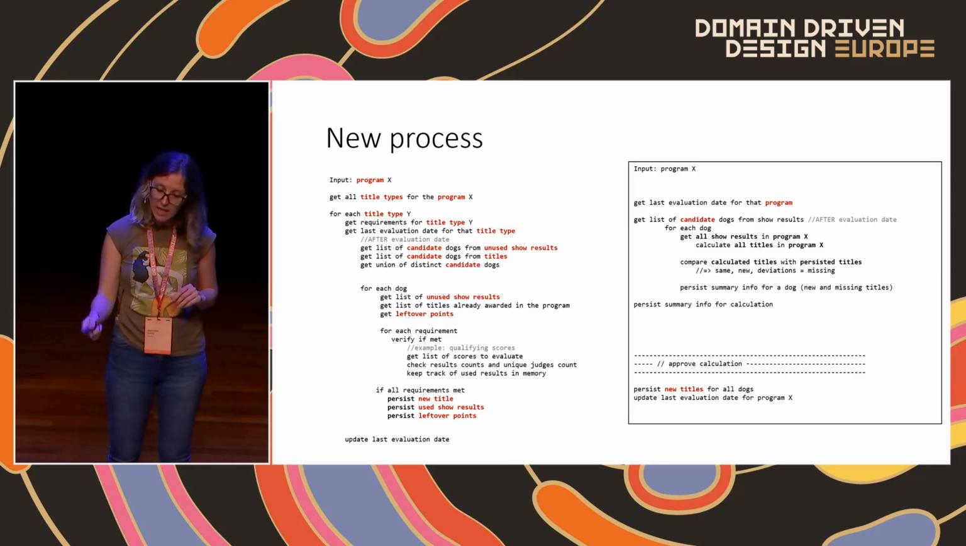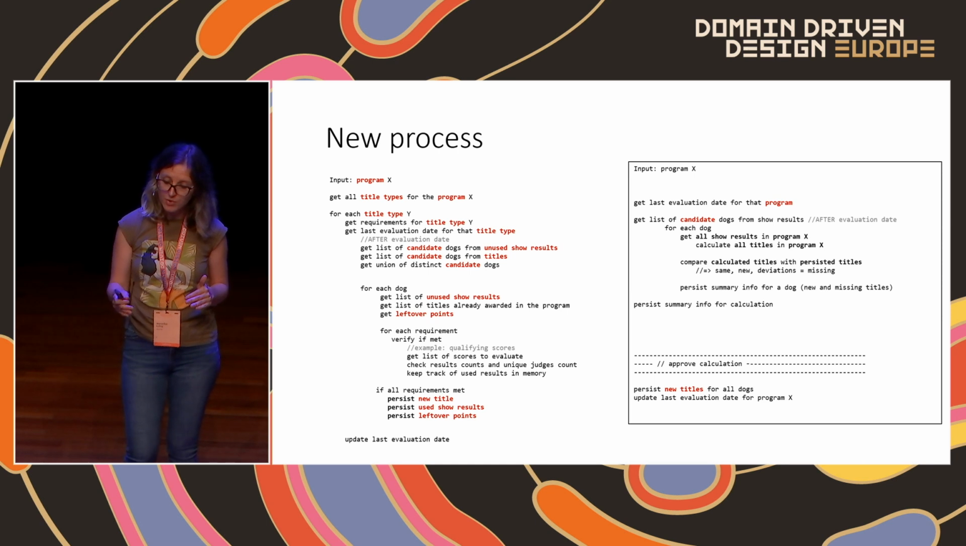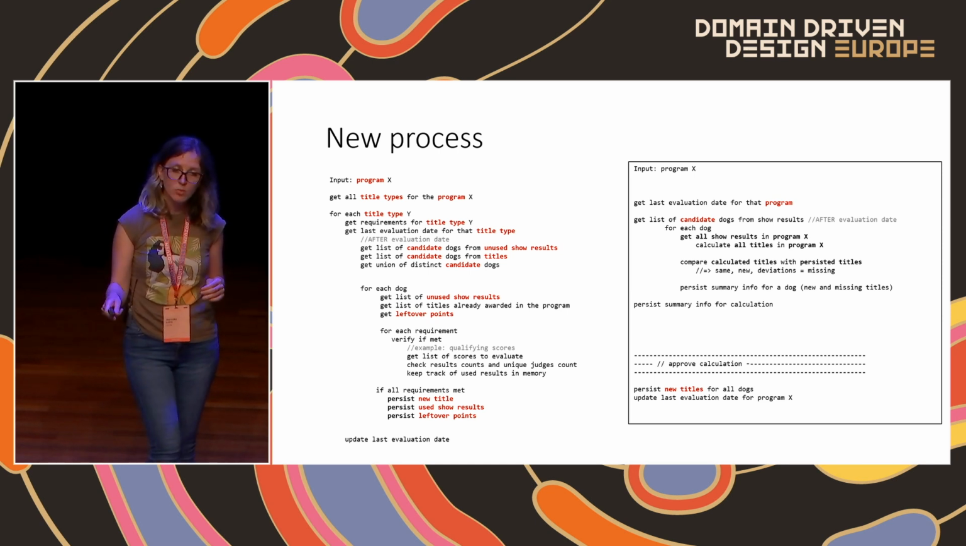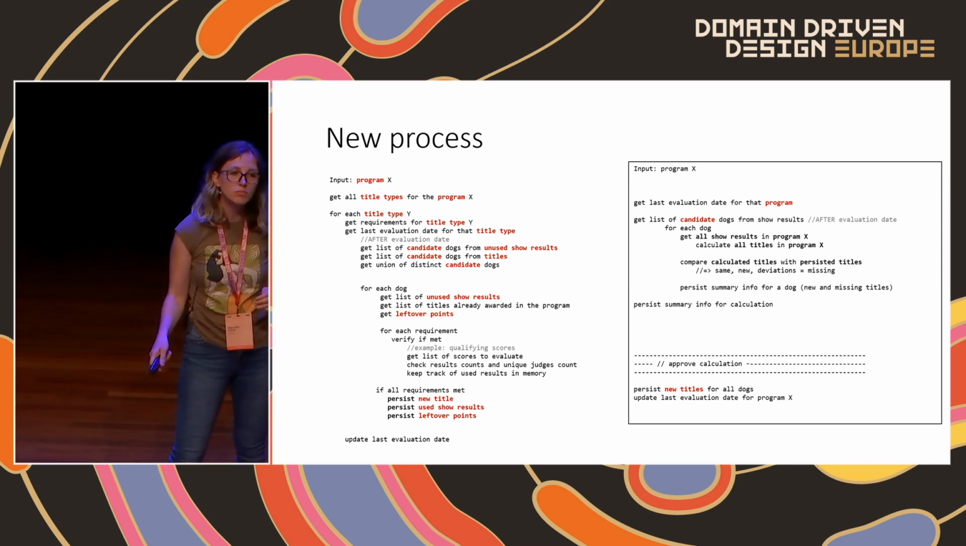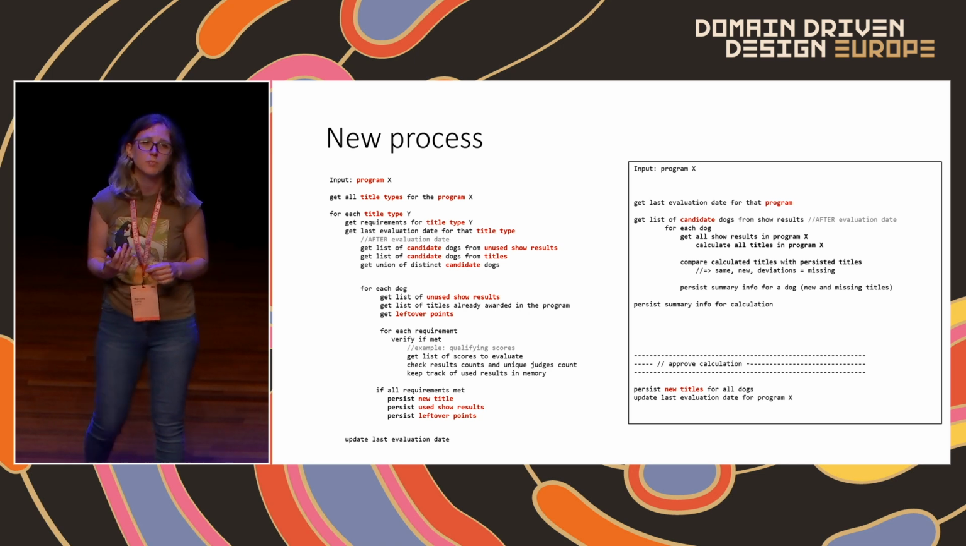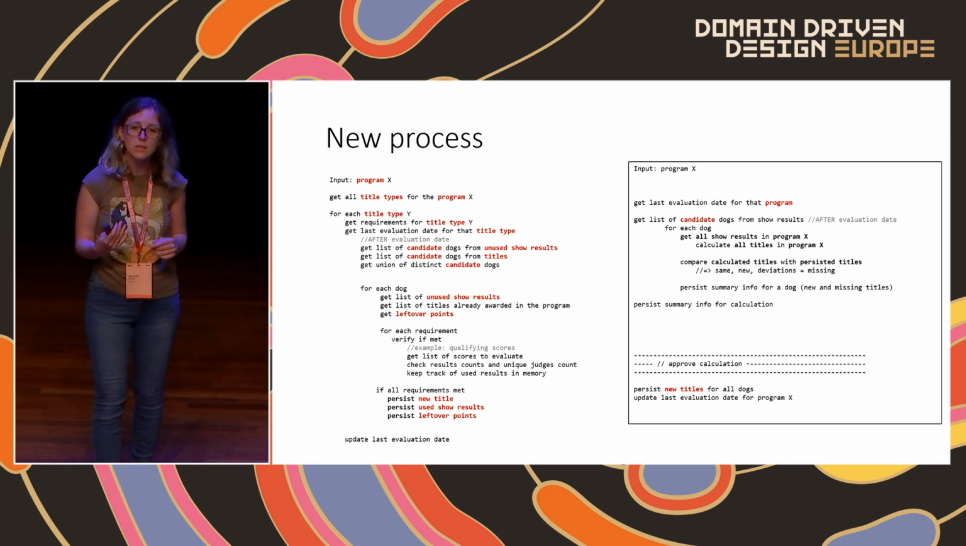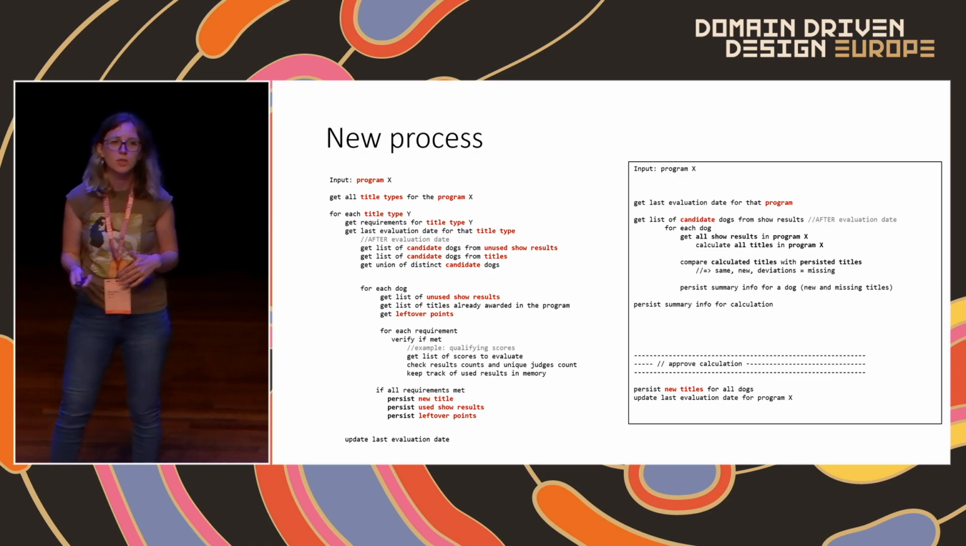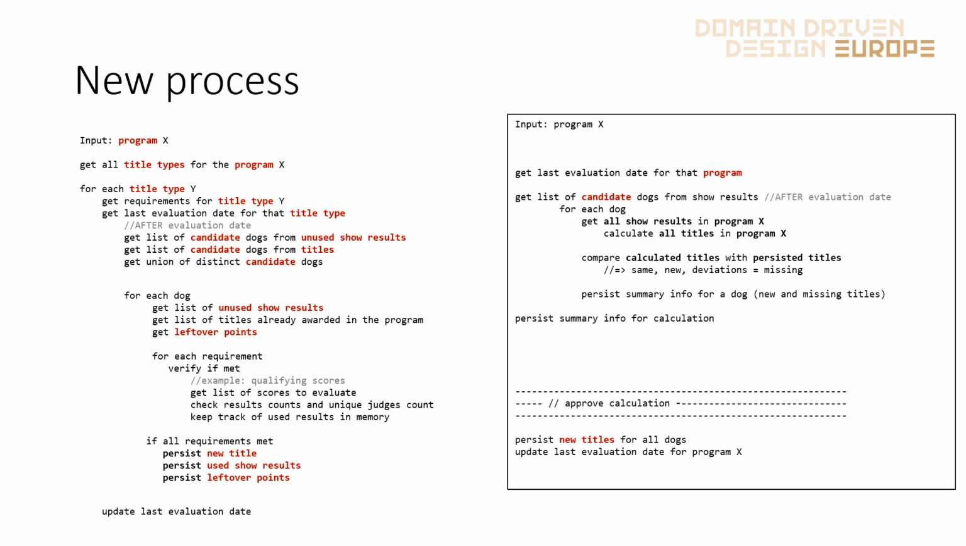And then sometime later, after validating those results, the person could approve the calculation, and we would only persist new titles. So we could also easily remove missing titles, right? But that was quite sensitive from the business perspective, so we didn't want to handle that. That was done manually by the experts. We would never mess with the information that was already there and change it.